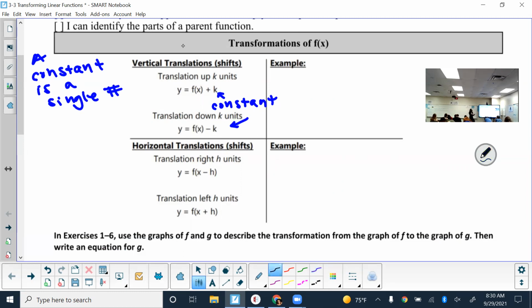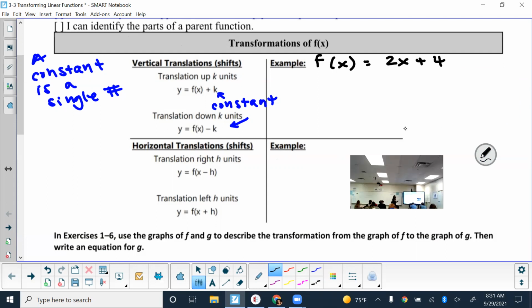All right, so here's an example. Let's say our given function for f of x is 2x plus 4. And then let's say g of x, so that means a different graph, if it's a different letter, is equal to f of x plus a constant. What do we want the constant to be? Just throw out an example.